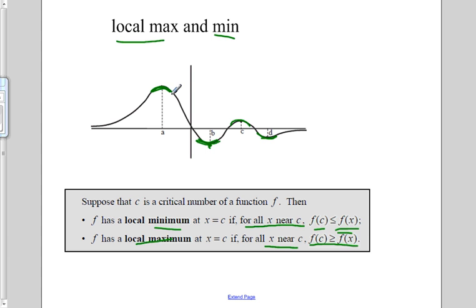So right there, local max and min. But we've known that before. Here's just a formal definition of what a local max and a local min are, and you should be familiar with that definition.